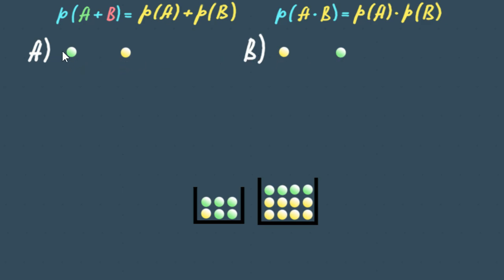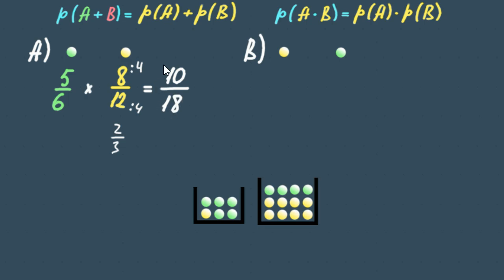Let's calculate the probability of the occurrence of the first event. A green ball from the first box appears with a probability of 5/6. A yellow ball from the second box appears with a probability of 8/12. Our events are independent and should occur at the same time, so we multiply these probabilities. I will reduce the second fraction, the numerator and the denominator by 4, and get a new fraction of 2/3. Multiply by 5/6 and get 10/18. And this is the probability when we get a green ball from the first box and a yellow ball from the second box.